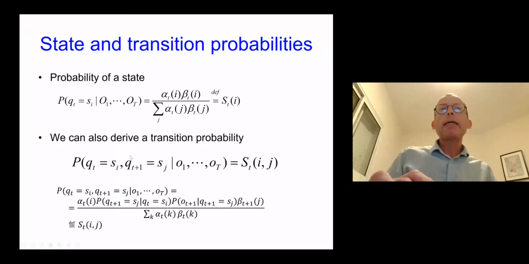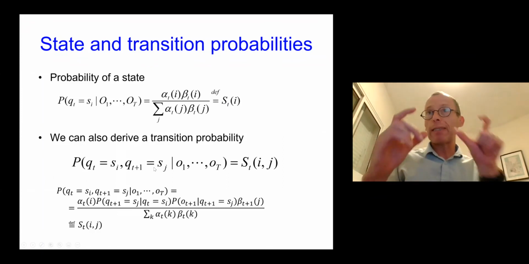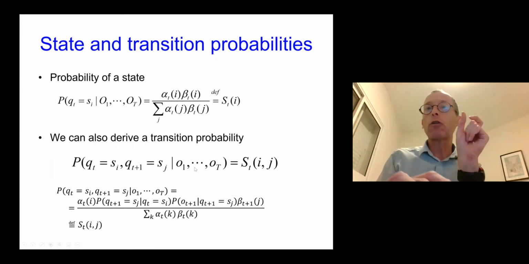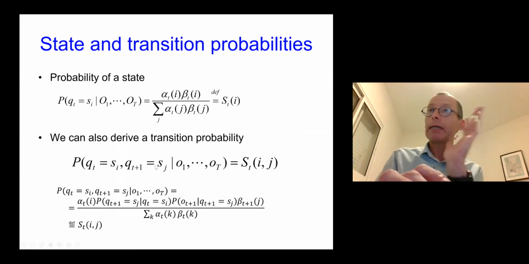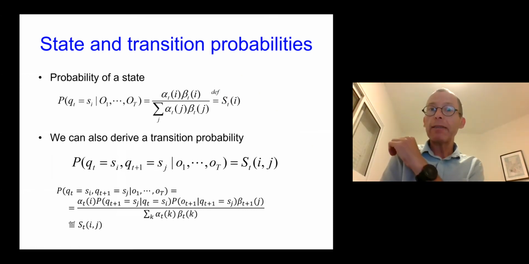Okay, so this is the first value we compute. The second value, so we already computed this, right? The second thing we need to compute is P of Q_t equals S_i, Q_{t+1} equals S_j, which is this transition for a pair, conditioned on all the observations. I already said that this is not the same as just the product of Q_t equals S_i conditioned on O_1 to O_t and Q_{t+1}. It's not. But it's not so hard to derive this.